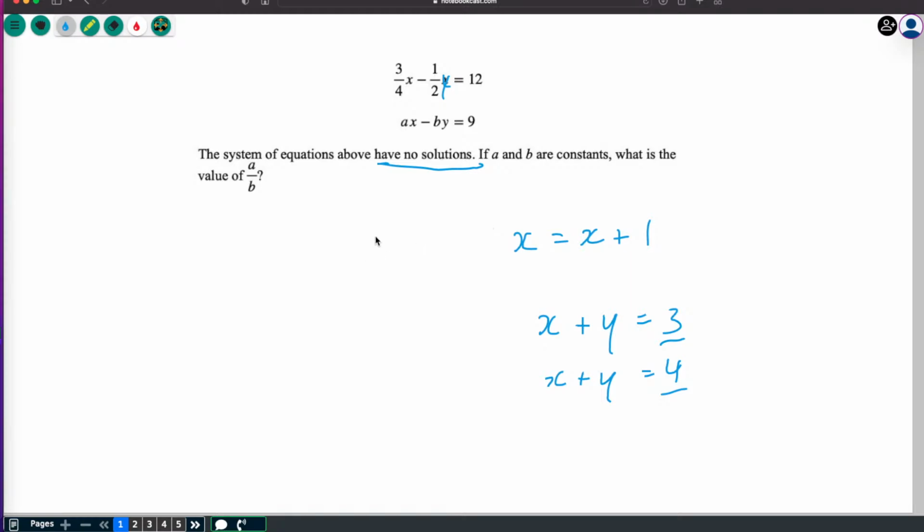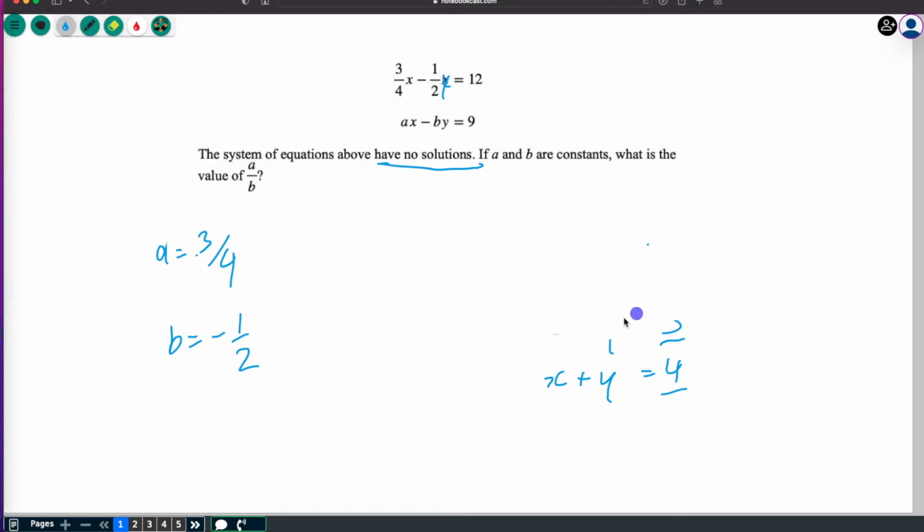Good point. So what can we do to this equation? What could we give values for a and b such that this simultaneous equation has no solutions? Well, take some hints from the examples I gave you. We could say a will equal 3/4 and b equals negative a half. It's really that simple for this type of question. You just need to understand what it means when it says it has no solutions.